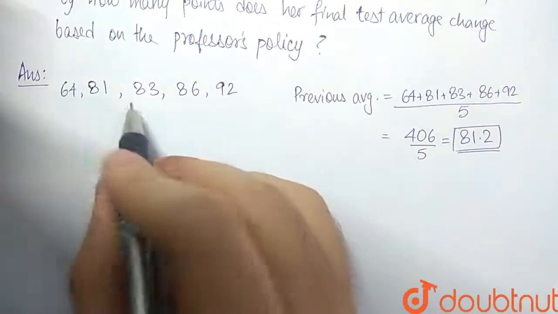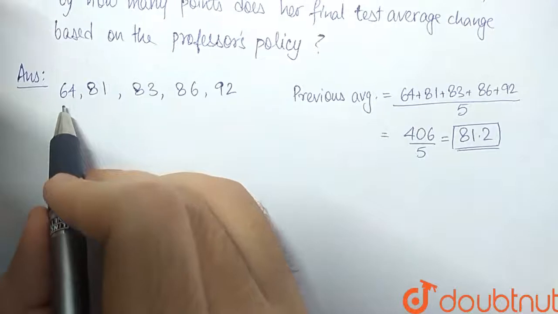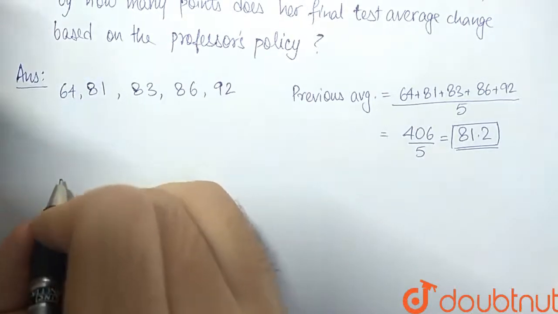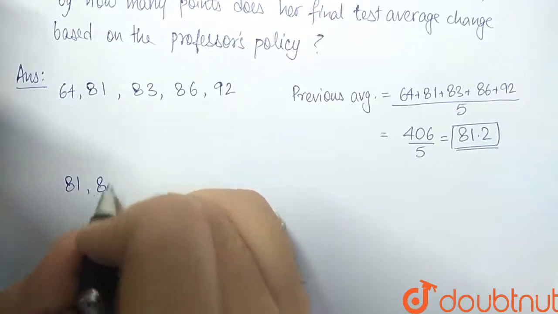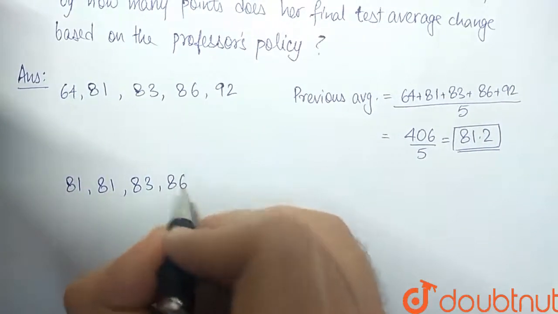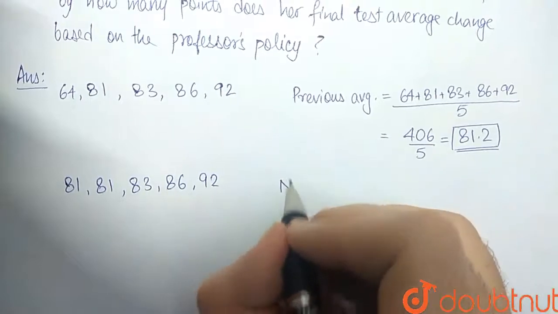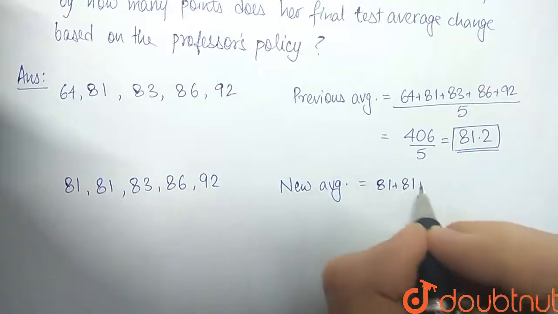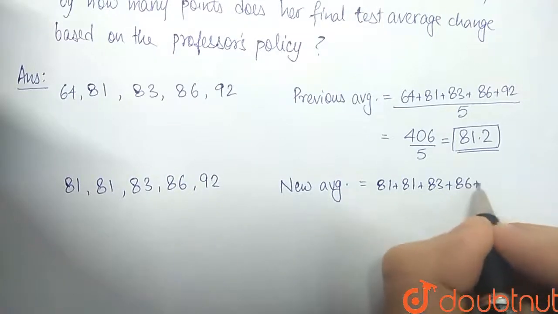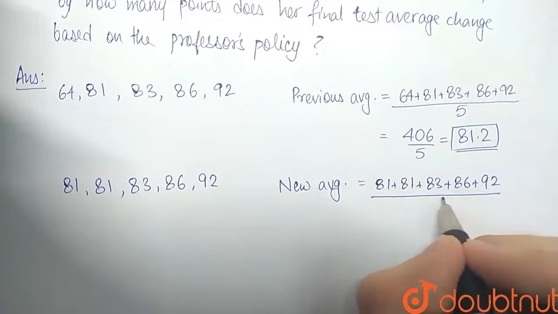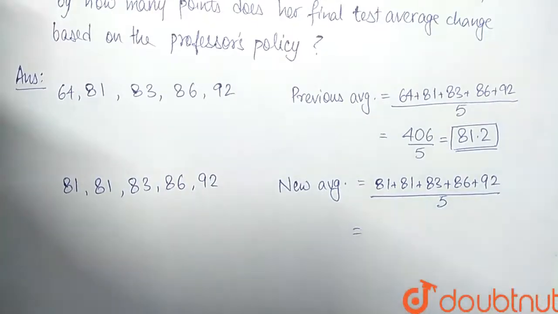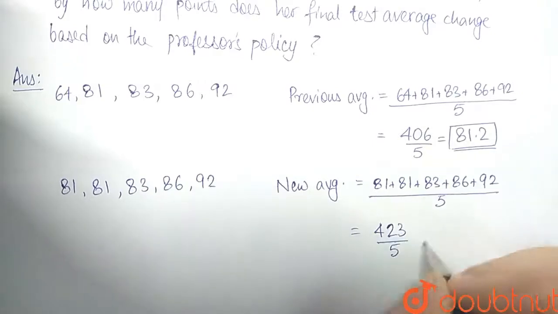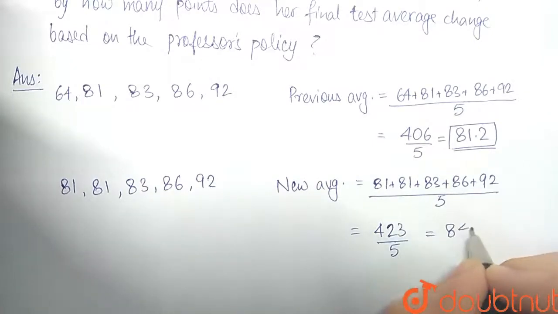And with the professor's policy, what happens is her lowest score, which is 64, is replaced by her second lowest score, which is 81. So now her scores become 81, 81, 83, 86 and 92. So her new average is 81 plus 81 plus 83 plus 86 plus 92 whole divided by 5, which is equal to 423 by 5, which is equal to 84.6.